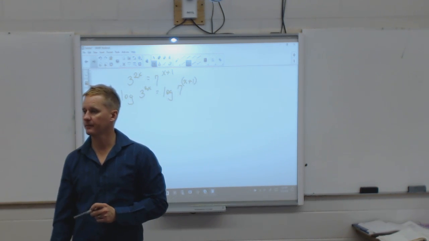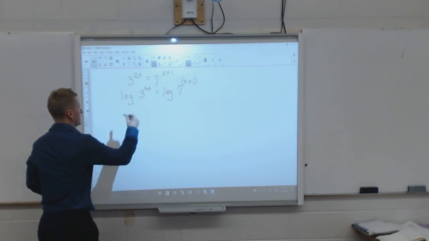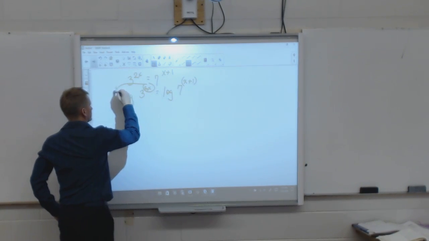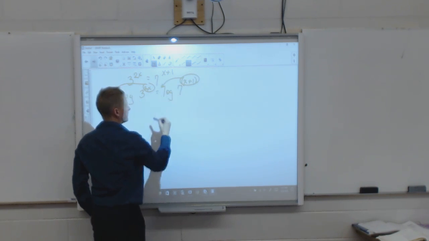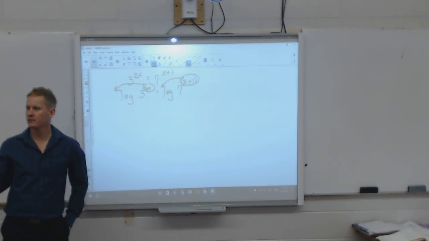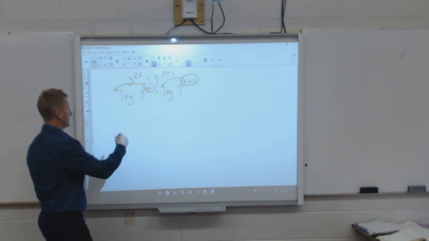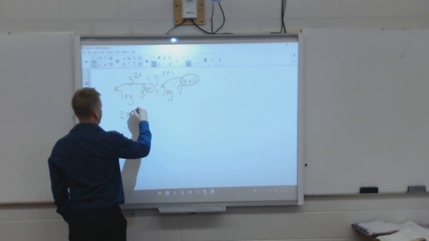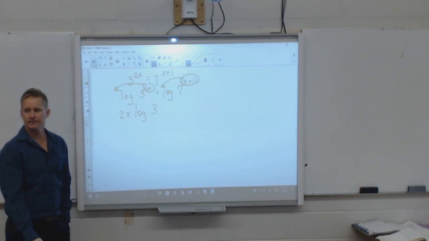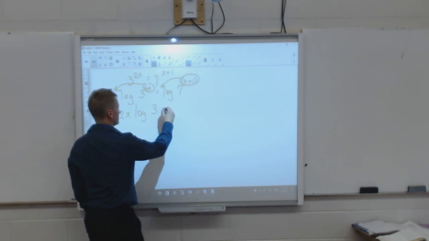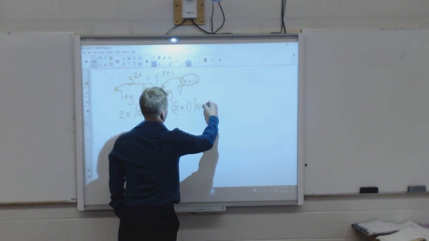Sure, why not? What's the third rule? Take this guy, move him to the front. Take this guy, move him to the front. Okay, that's the third rule. It's on your formula sheet. Did you do that yesterday? Yep. So I have 2x log 3 is equal to x plus 1 log 7.